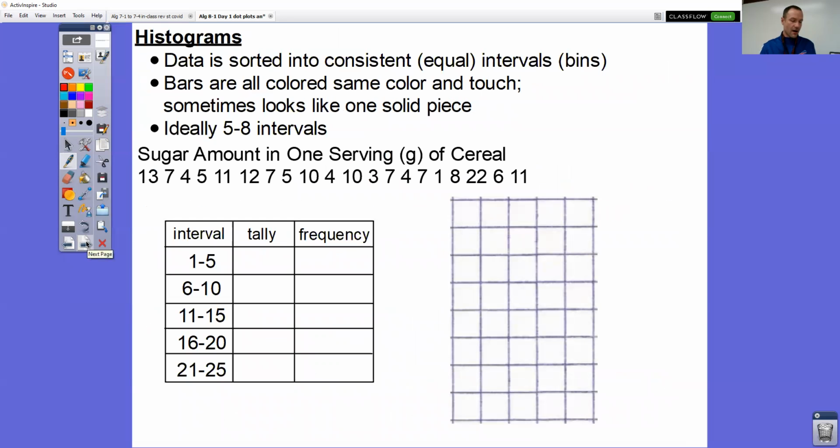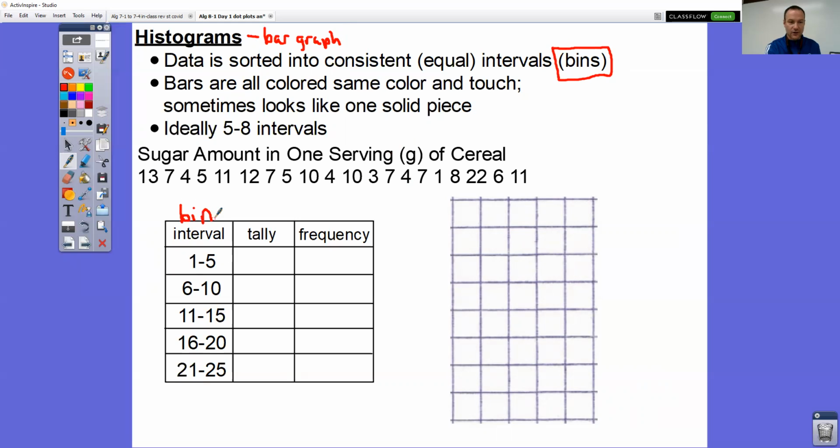The next type of item that we're talking about is a histogram. A histogram is very, very similar to a bar graph. So data is sorted into consistent equal intervals. Those intervals are called bins. These are all bins right here.